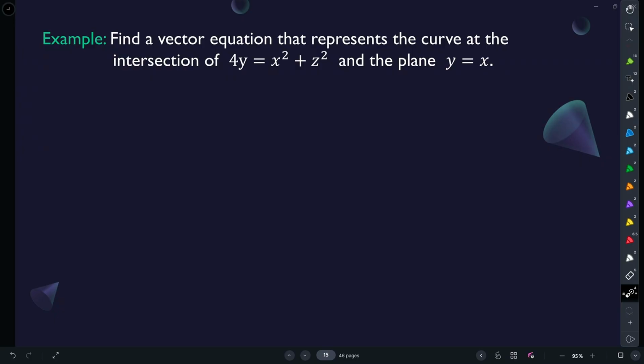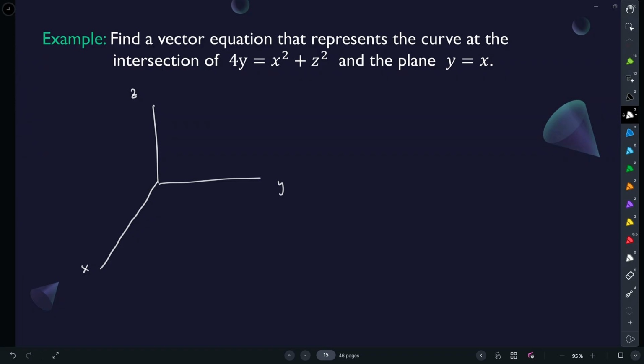Let's try to find a vector equation that represents the intersection of this thing and that thing. Let's try to first sketch what is 4y equals x squared plus z squared. Because of the y, if it was x squared plus z squared equals 4, I could sort of parameterize a circle in the xz plane. But because of the y, this is a little bit different.